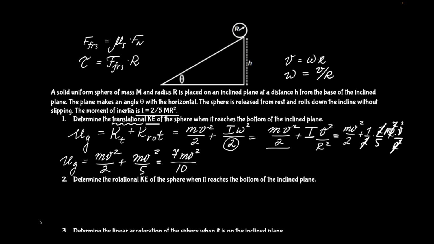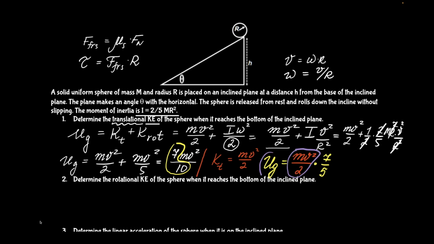If what I wanted to find was V, I would use this formula. However, what they're asking about, what is the kinetic energy? Now let's dissect this 7/10 mv squared. You know that kinetic energy translational is mv squared over 2. Now we should have 7 over 10 instead of 1/2. So if I multiply this by 7/5, then I'm good to go. Again, this is kinetic energy that I'm after. And in relation to my original UG, I can say that kinetic energy translational is 5/7 of UG.